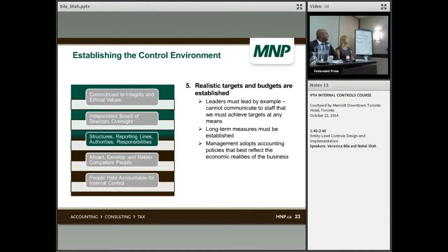So another control we'd expect to see in the same principle would be having realistic targets and budgets established. So annual budgets and targets would be established. We would expect to see that budget to actual reporting is generated and reviewed by management on a regular basis. Typically, we would assume that this is done monthly, but it can vary according to the organization.